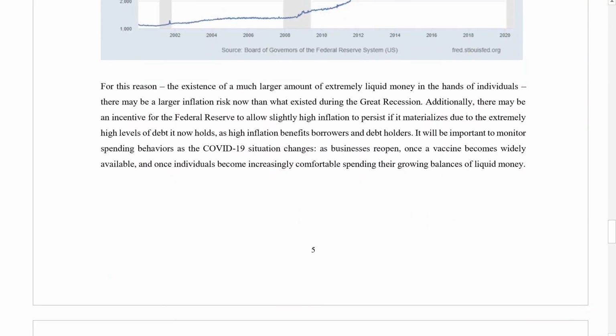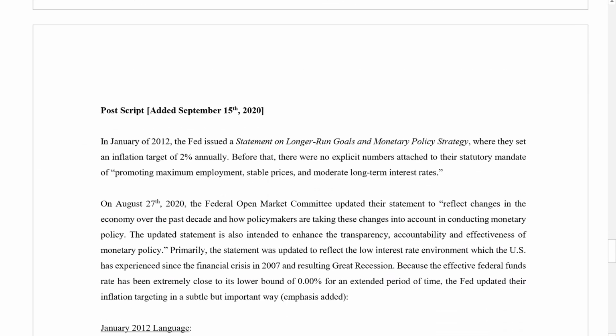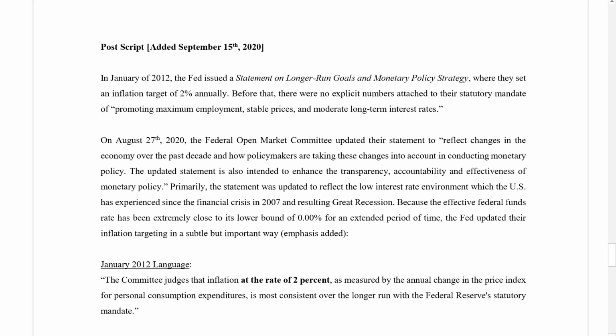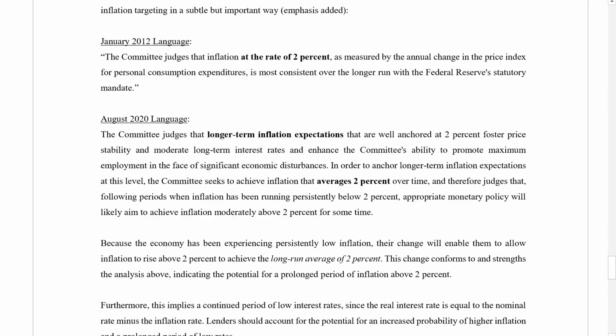And so I encourage you to go out there, look at this article. I did a little bit of an update to it after the last Federal Reserve policy meeting, which could potentially increase the chances of higher inflation than expected. But yeah, check it out.